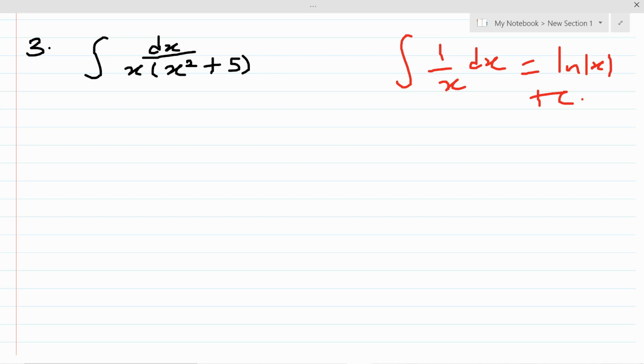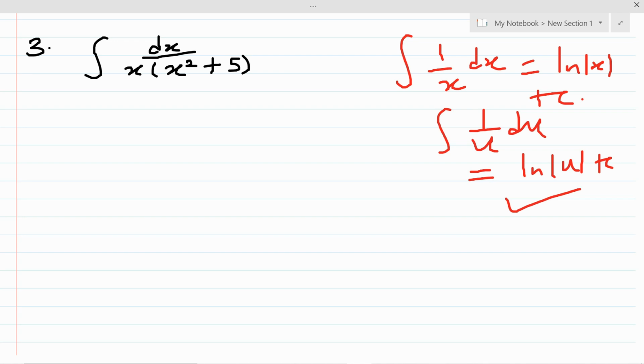Like this, if I have it in a different variable, u as well, this should give me ln of u plus c. And these u's will come into play when you are dealing with integration by substitution. So let's go through this and know how to go about this. But first of all, try to record this.